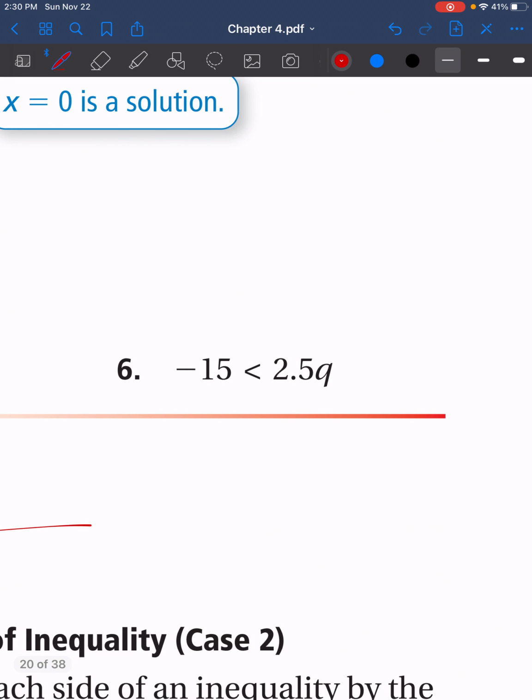Number 6, what is happening to Q? It's being multiplied by 2.5, so we're going to divide by 2.5. All right, those go away. Ooh, I almost said Q equals. Q is greater than. Now, -15 divided by 2.5.